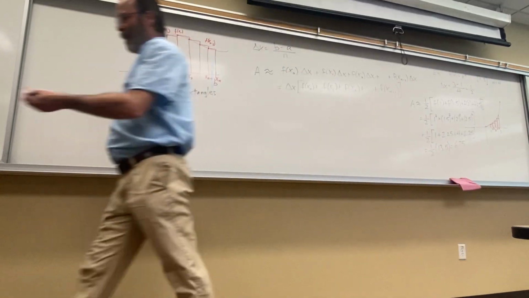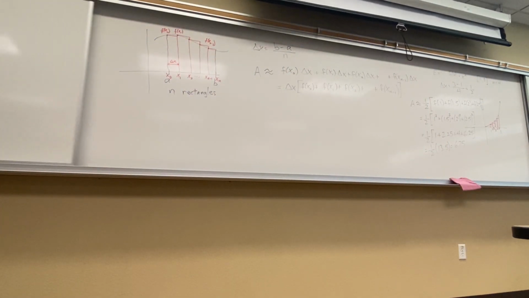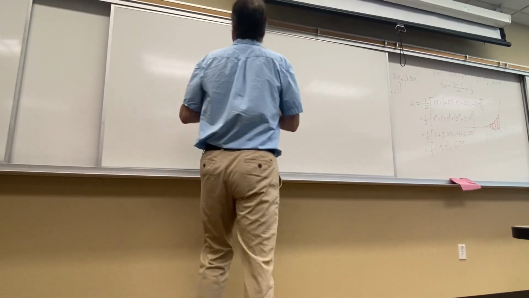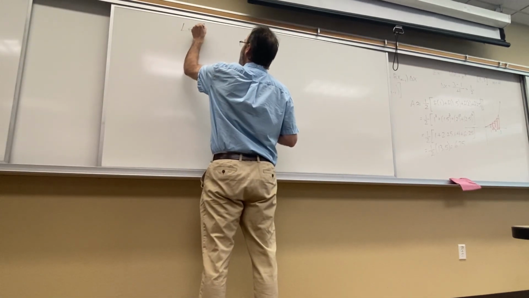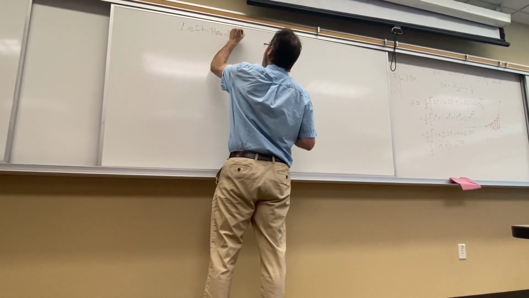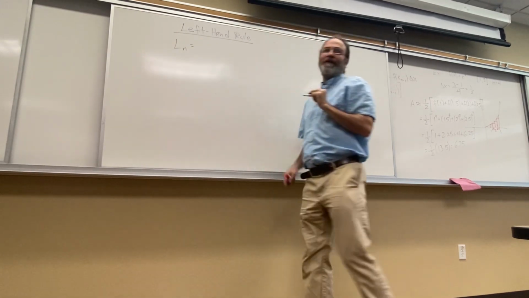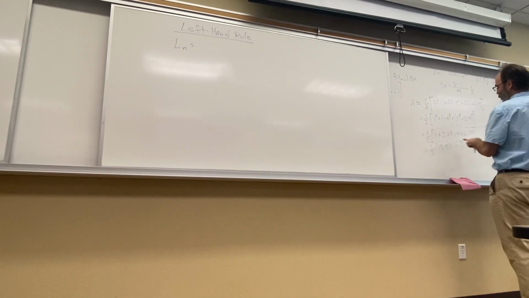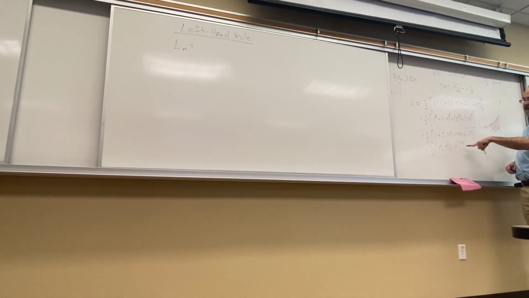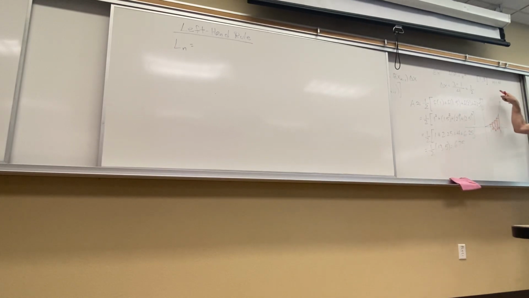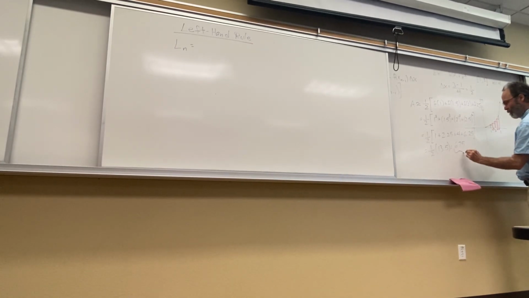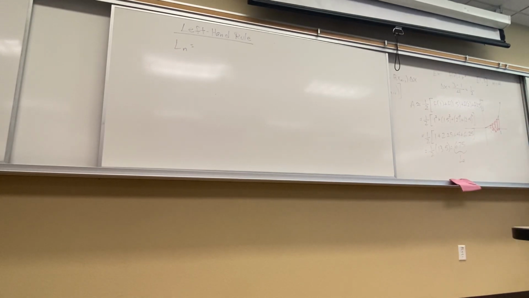Okay, and this is called the left-hand rule. And the notation for it is L sub n. Our left-hand rule gave us 6.75, so that's L sub n. In this case, n was 4, so we would say that this is L4. In the homework, it's going to say find L7 or L32 or whatever. That is telling you what your value for n is.